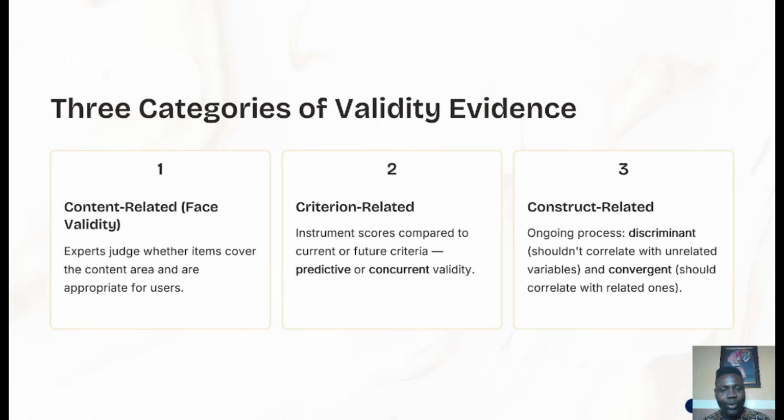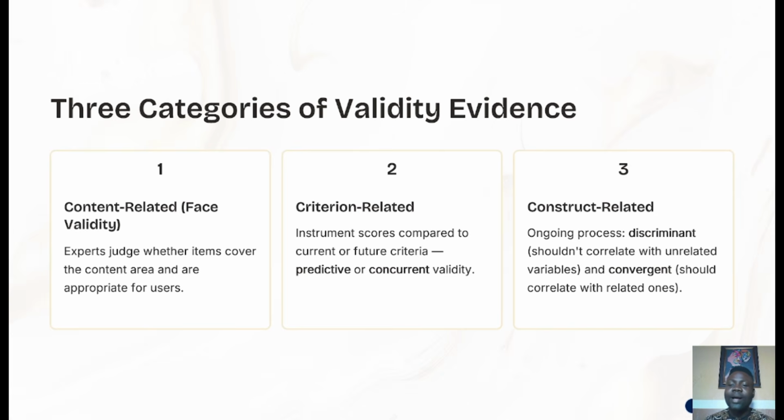Is the numbering correct? Those are the issues around face validity. The next is the criterion related validity, and this is instrument score compared to current and future criteria. I will do that in detail in one other video.